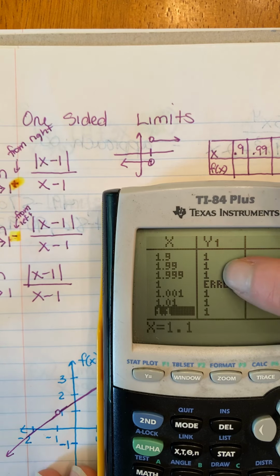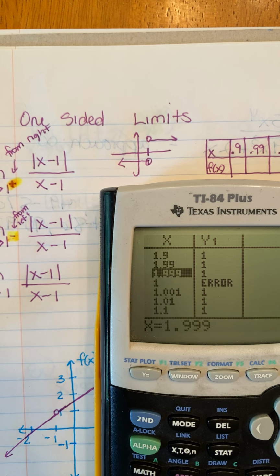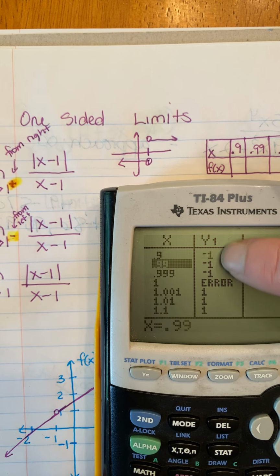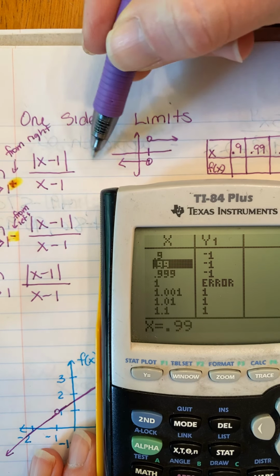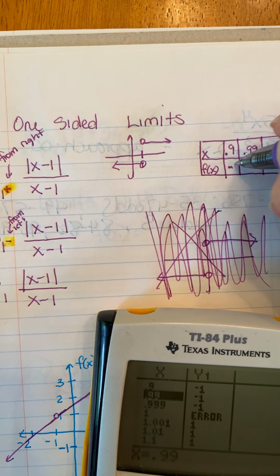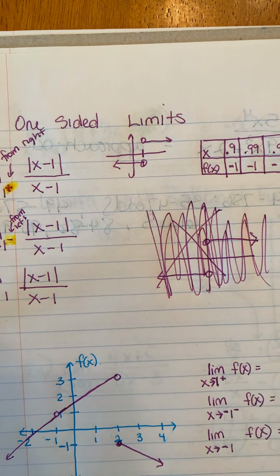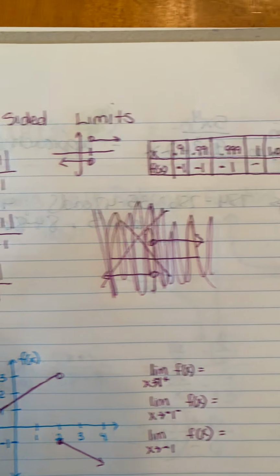Going on the other side, I would have to make this not 1.999, but coming from the left, 0.999, 0.99, 0.9. And you can clearly see that also matches what we see on the graph, that coming from the left, they're -1. So I can fill in my table that way. So you could use a table or a graph, and you can always find a one-sided limit.